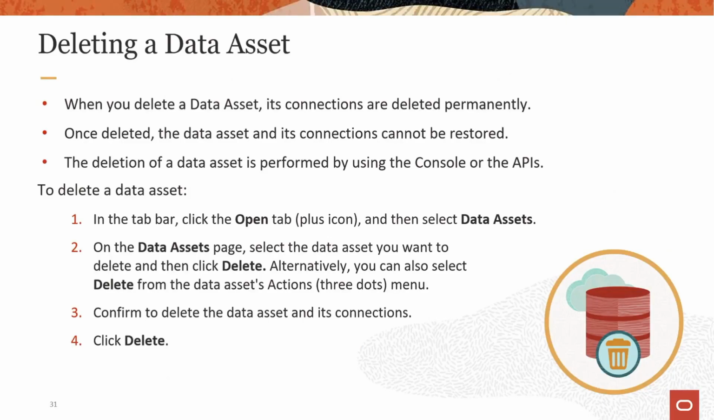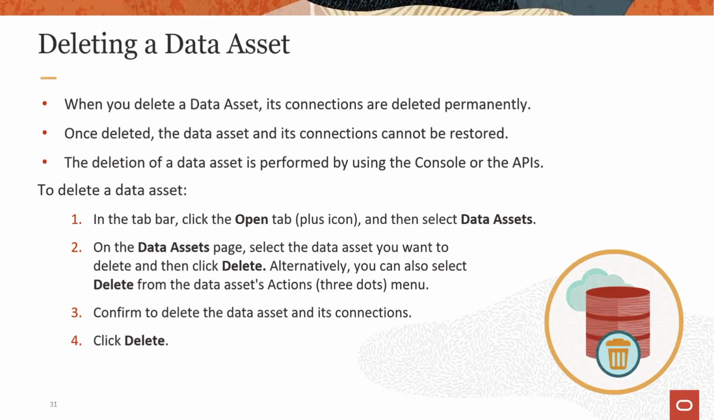There are a few points that you must know before deleting an asset. When you delete a data asset, its connections are deleted permanently and those connections can never be restored. You can delete a data asset by using the console or the APIs. Perform the steps listed in the slide to delete a data asset.